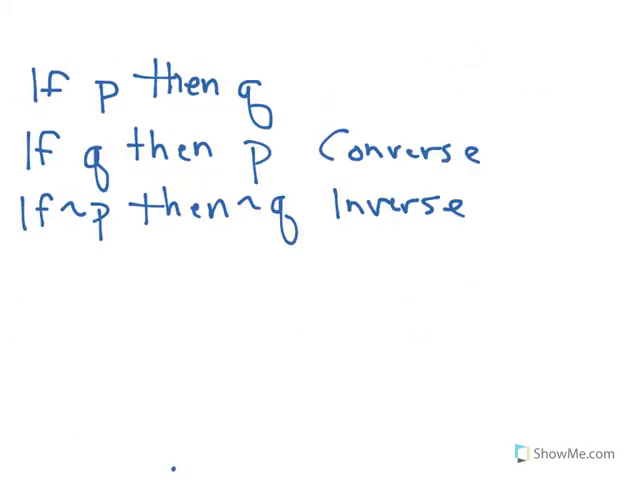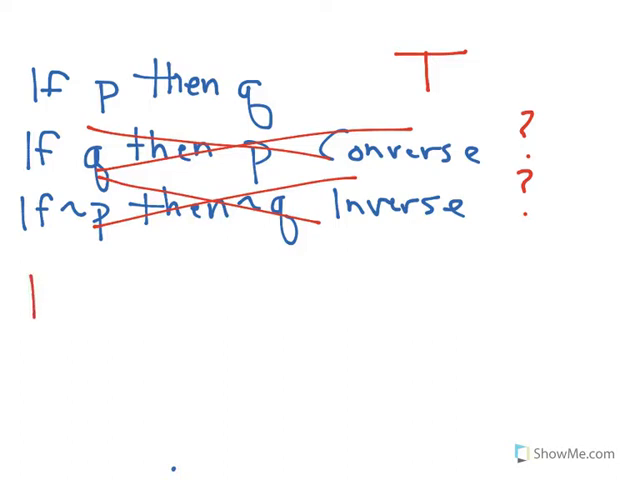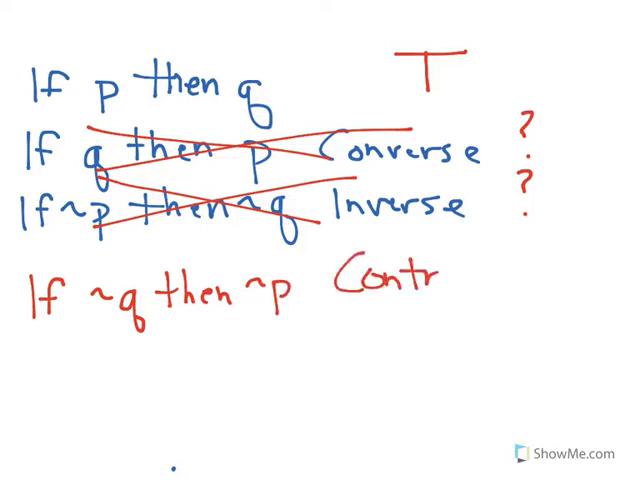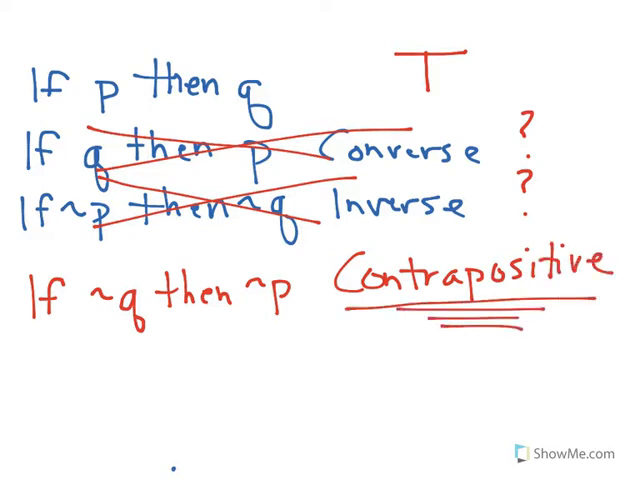These are not necessarily true. There's only one statement that is always true. If you're given an original truth statement, like P then Q, the converse and the inverse may or may not be true. You just don't know. But if you combine the two, if you negate everything and flip it, if Q, then not P, that is known as the contrapositive. And that statement, the contrapositive, is always true.